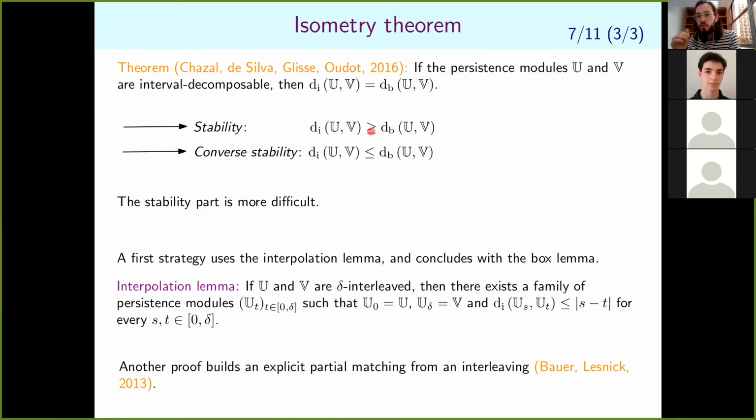The other famous proof is one from Bauer and Lesnick. Basically, from an interleaving, they are able to build a matching. And this is very nice because in the previous proof, we only deduce the existence of a matching, but we cannot see what it looks like. With this proof, we can see it.